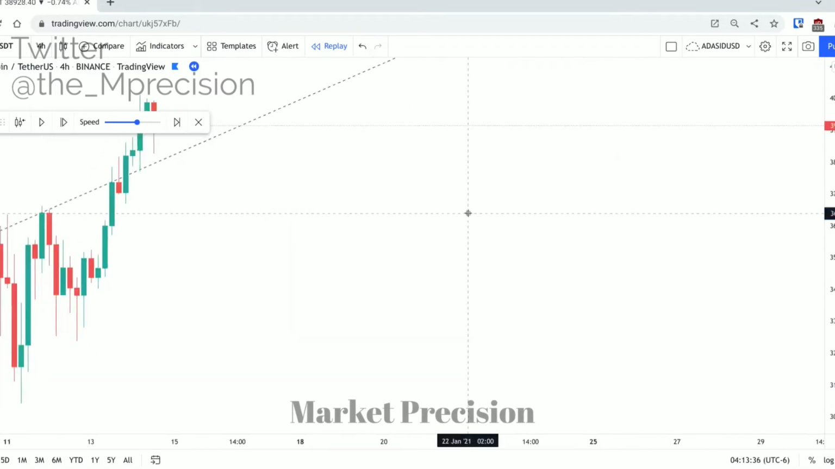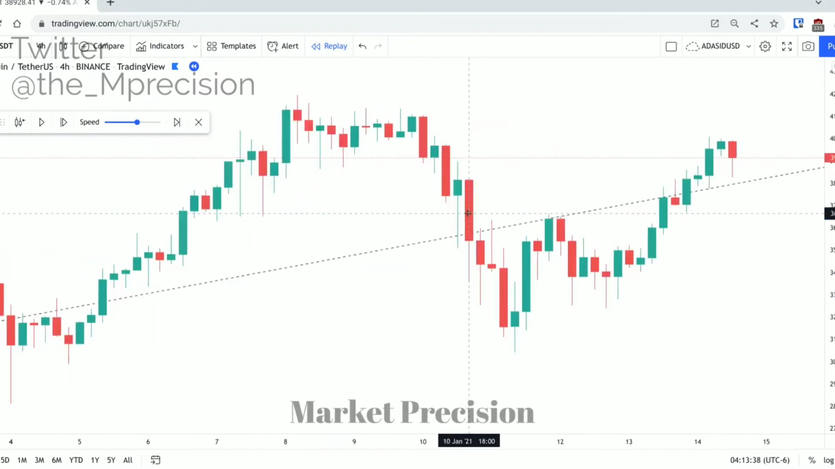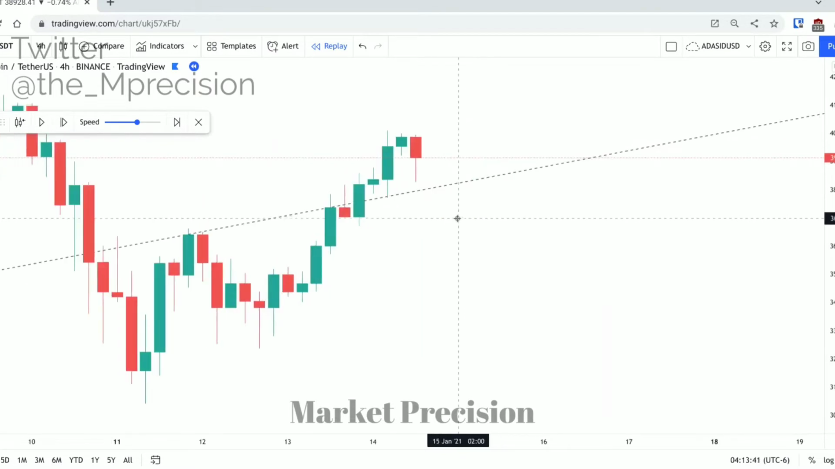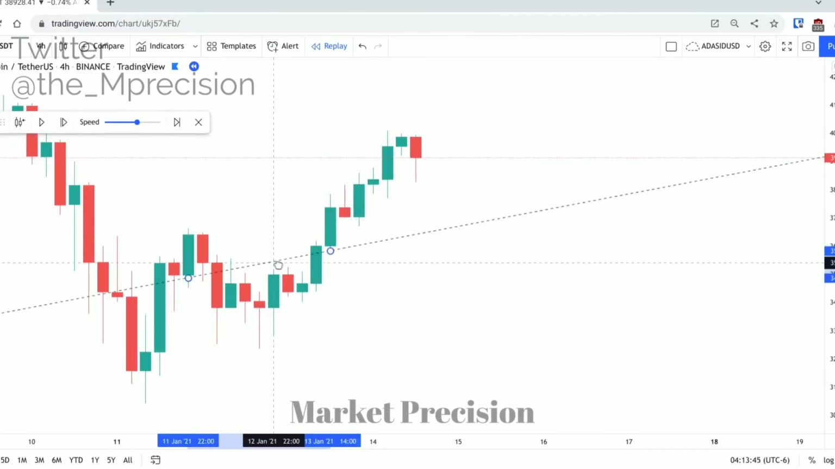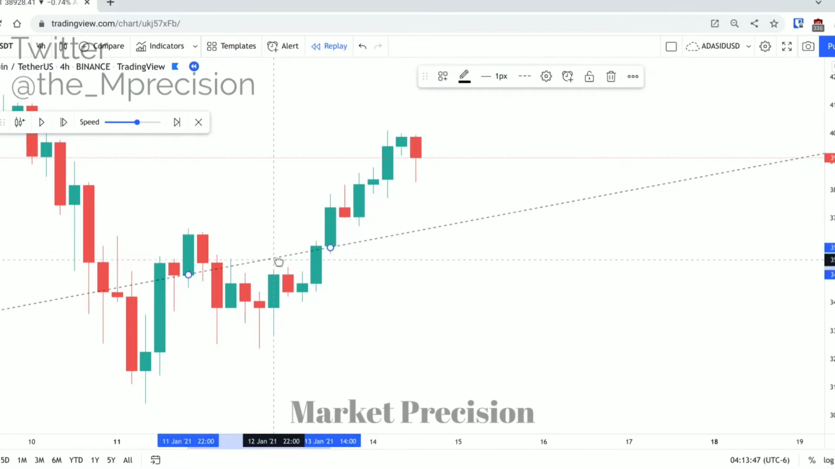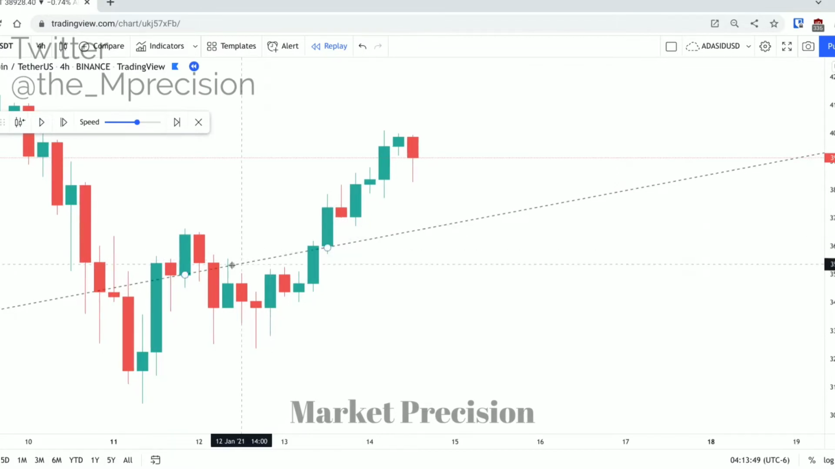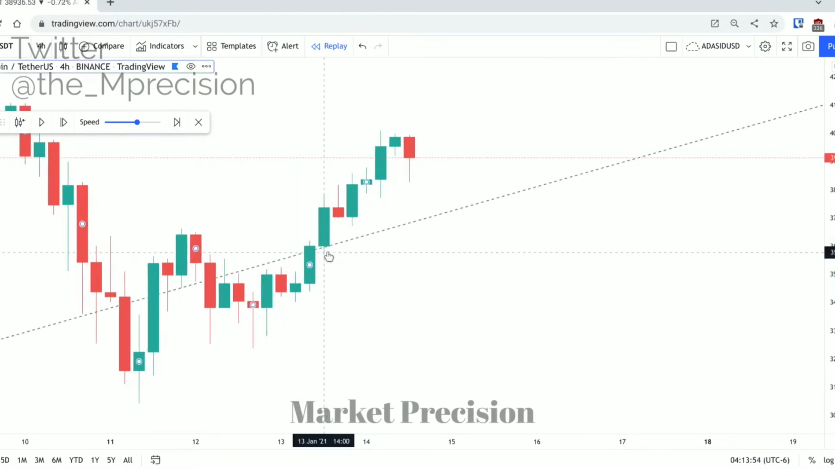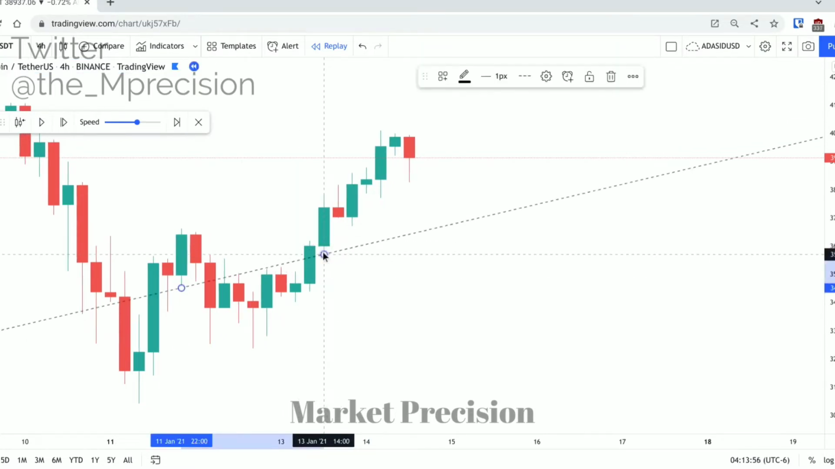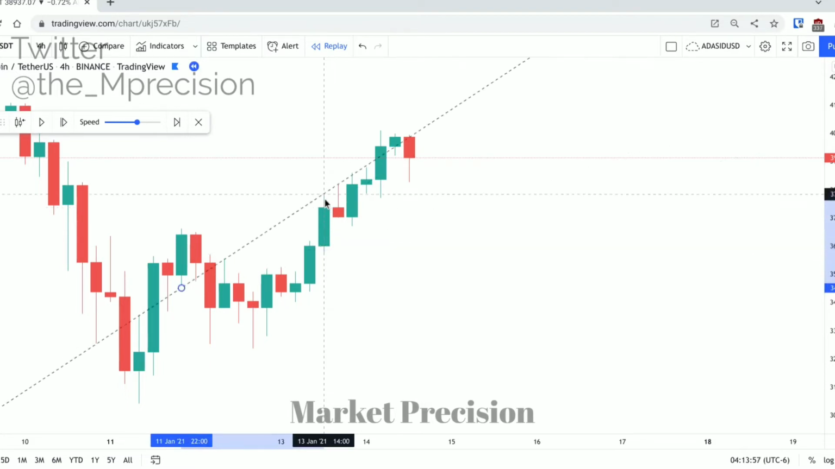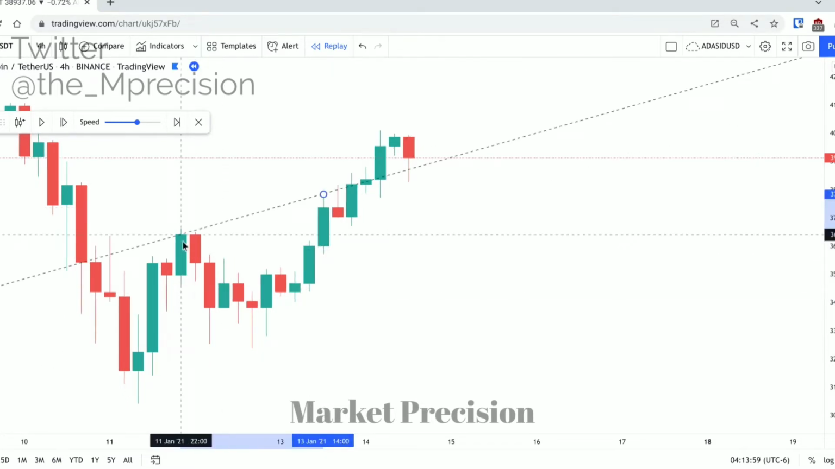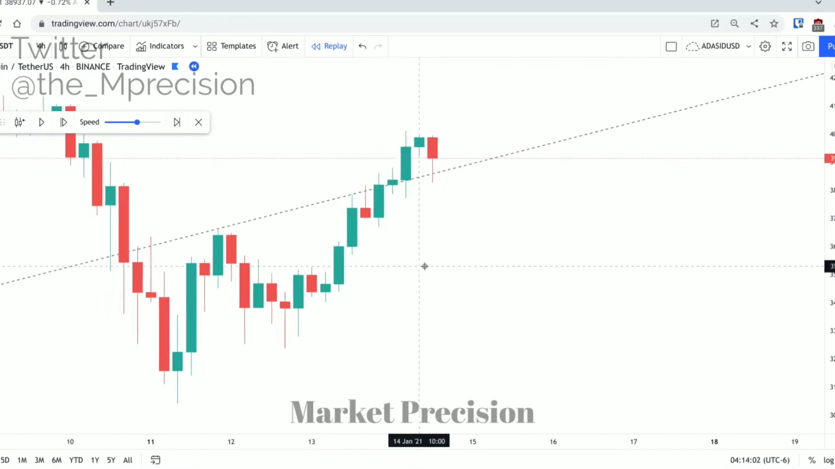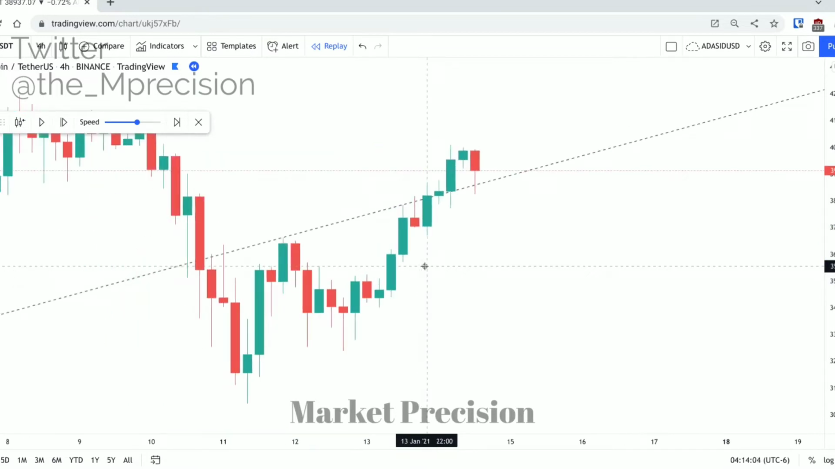Okay, at this point I have 2 options. Option 1 is I can make this. Option 2 is I can make this bottom to bottom. Option 3 is I can connect wick to wick. Option 4 is I can connect this top wick to top wick. What do I like, right? I like body to body.